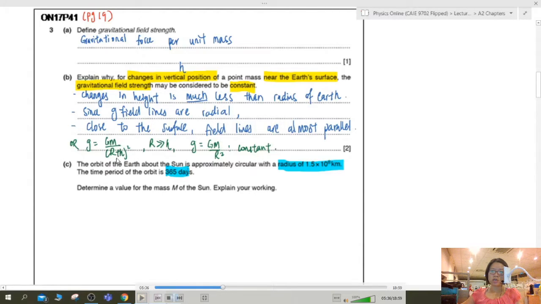Pause the video for a bit. Because R is much bigger than h, you can assume that the h is not there.